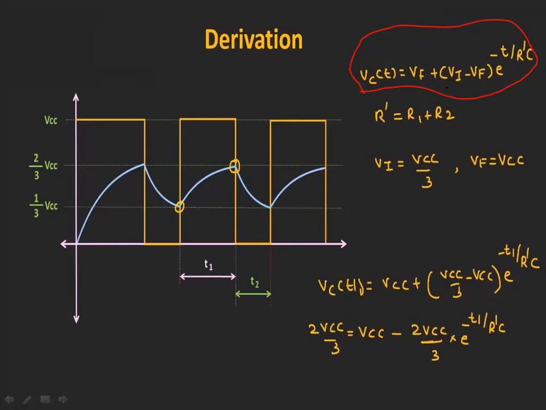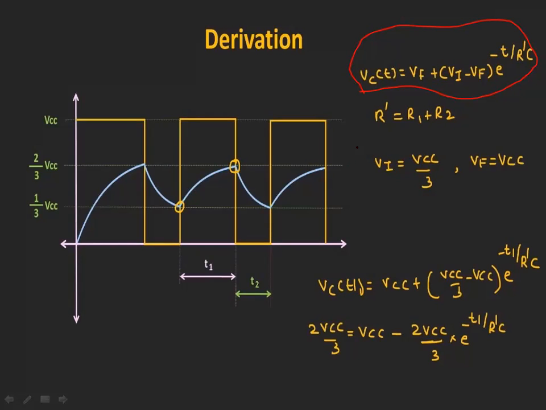In some textbooks we can observe this equation, as we have observed it in the PVC subject, in linear wave shaping, where we discuss this formula. The voltage across the capacitor may be written as V final plus V initial minus V final into e power minus t by RC. So here, initial.